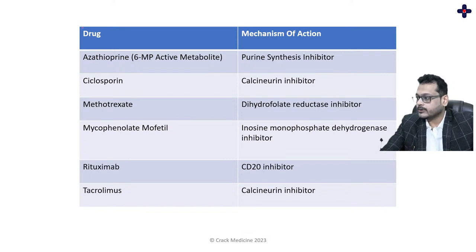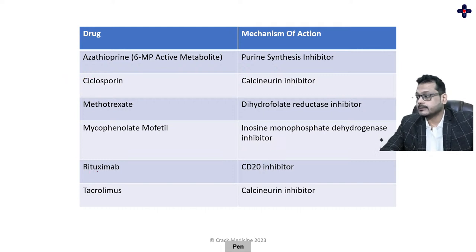Before that, we have put in this amazing table which tells you the most important mechanism of action of some of the drugs. For example, azathioprine. This is a purine synthesis inhibitor. Azathioprine basically is a prodrug, and the active metabolite is 6-mercaptopurine. That's how it works, and it's basically a purine synthesis inhibitor. In the same way, like I said, tacrolimus and cyclosporin share their mechanism of action.